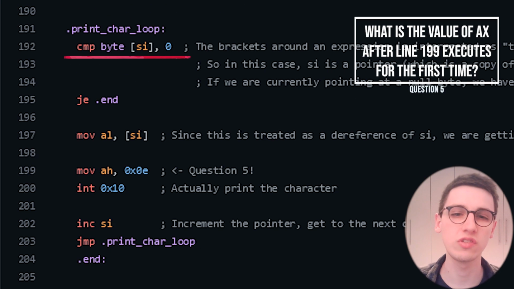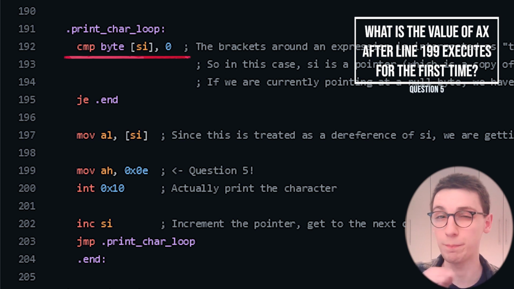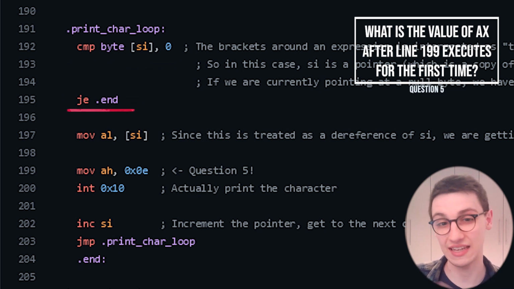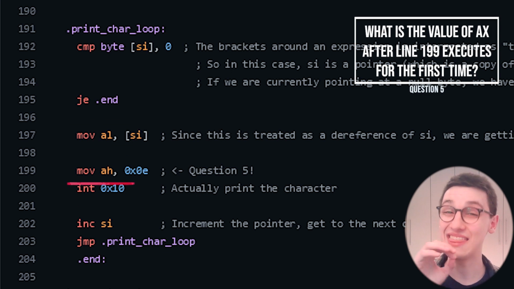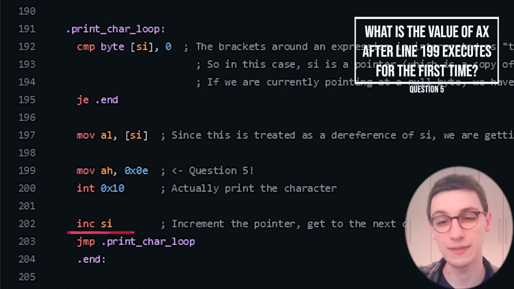Now here we also see that the value of SI is being compared with 0, and if that's the case, then we jump to .end. And down here we see that SI is being incremented. We are in a loop, looping over this string.